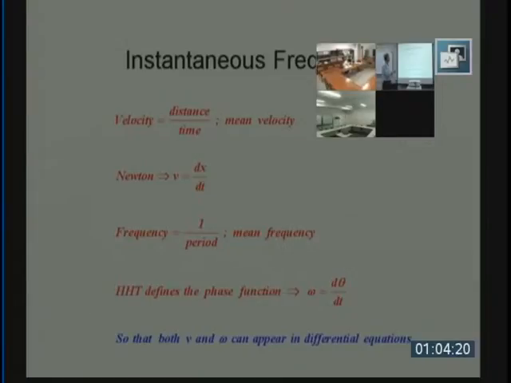Velocity should be the time derivative of position. By the same token, 1 over period is the mean frequency of one wave. The actual instantaneous frequency should be the time derivative of the phase. This is not new. Most people know that.